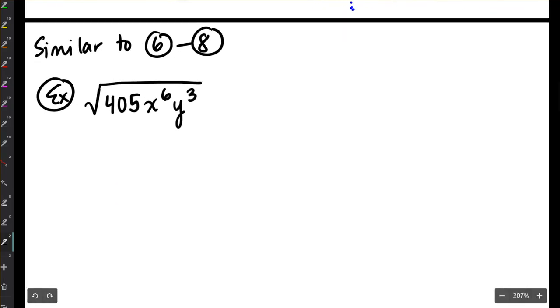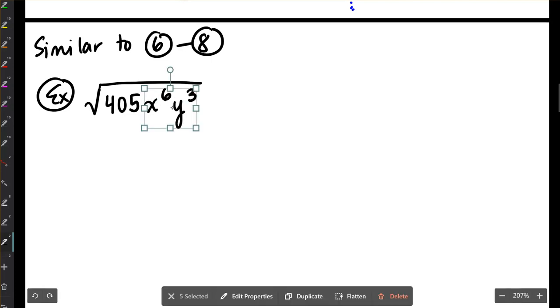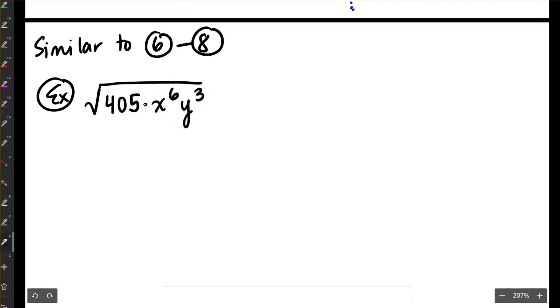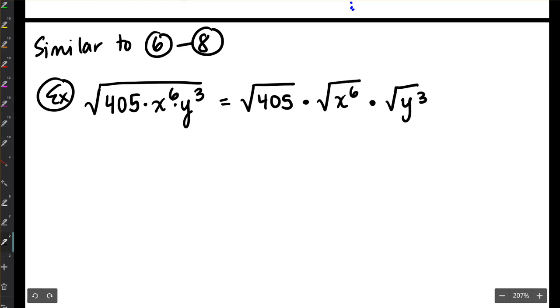So here we have it. We're asked to simplify the square root of 405 times x to the 6th times y cubed. Now what's nice about the product property, because this is all multiplication going on here, is that we can think just about the square root of 405 on its own, then think just about the square root of x to the 6th on its own, then just think about the square root of y cubed on its own, and multiply those three together.